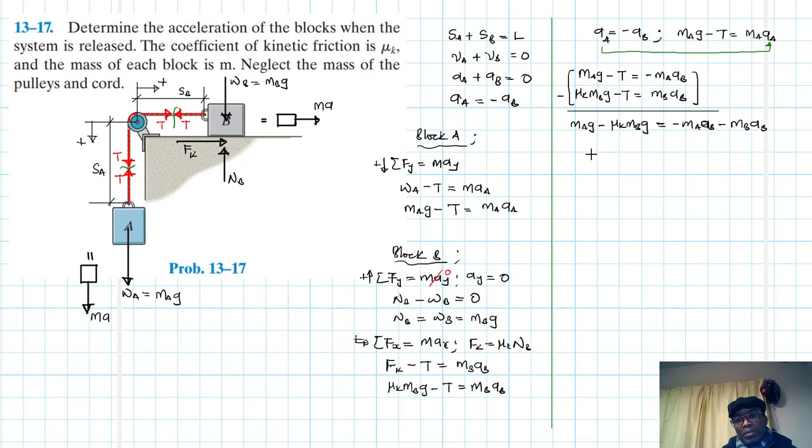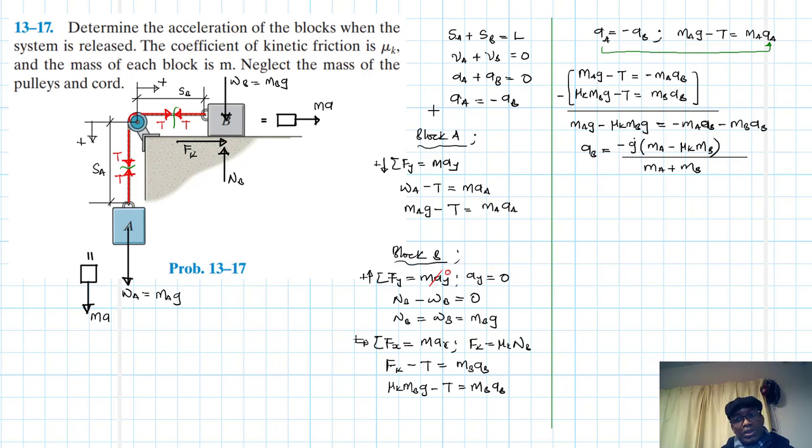Alright, so let's make a_B the subject of the formula. So a_B here will just be equal to, there's a minus there, we can factor it out, which you can bring this side. So this just becomes minus. Let's factor out the g. Okay, then we'll have m_A minus mu_k m_B, and then there we go, then divided by m_A plus m_B.